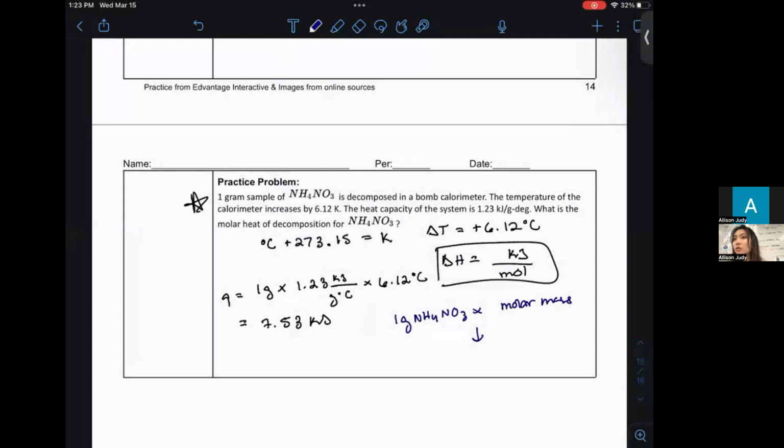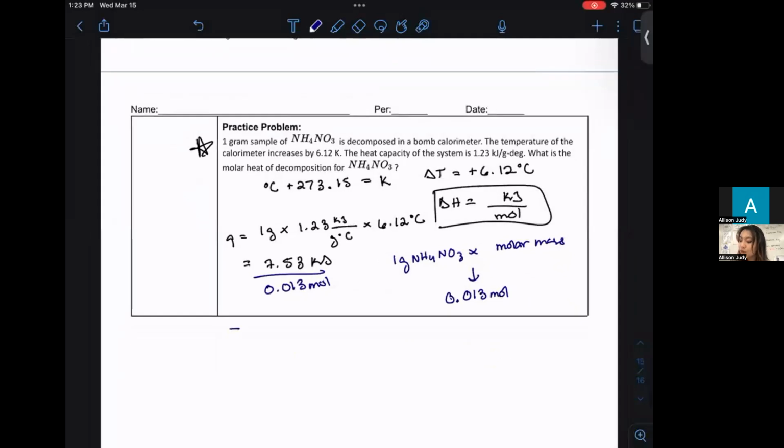Would that not be 7.53 times... What'd you say? Okay, then you divide this by 0.013 moles and you get kilojoules per mole. And what you should have gotten when you divide that, Elise, what'd you get? 7.53 divided by 0.0153.